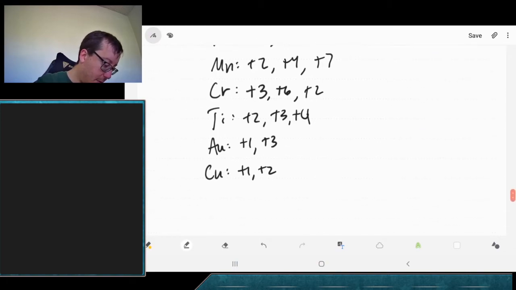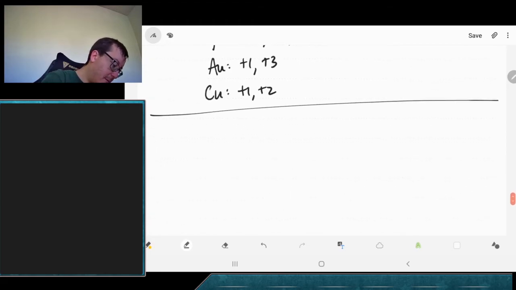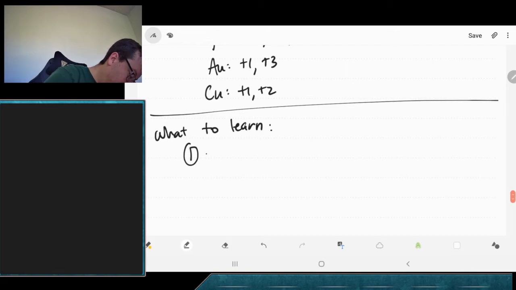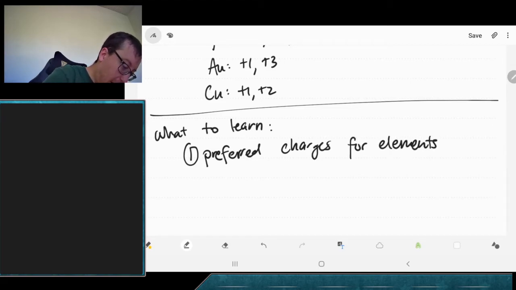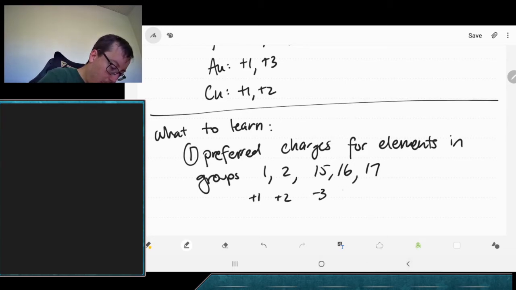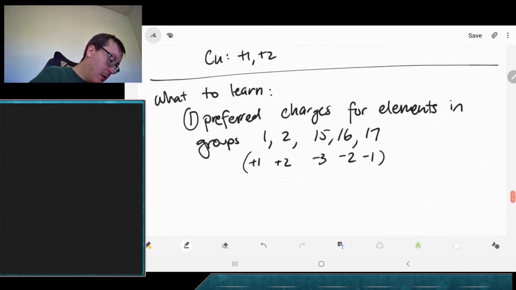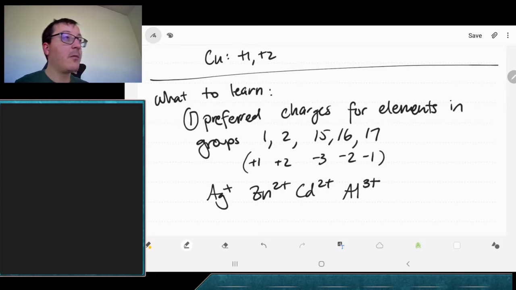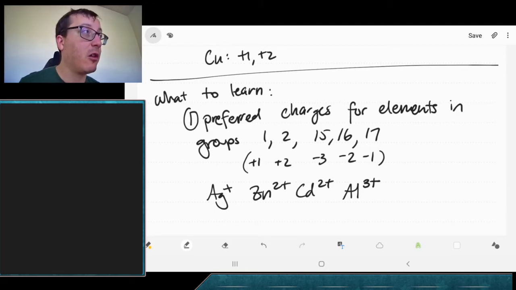Back to this. What do we need to learn here? We need to learn preferred charges for the elements in groups 1, 2, 15, 16, and 17. Those are the preferred charges. And also for silver, zinc, cadmium, and aluminum. You'll want to learn those as well. Everything else is variable, meaning we do not memorize one charge for all of those.